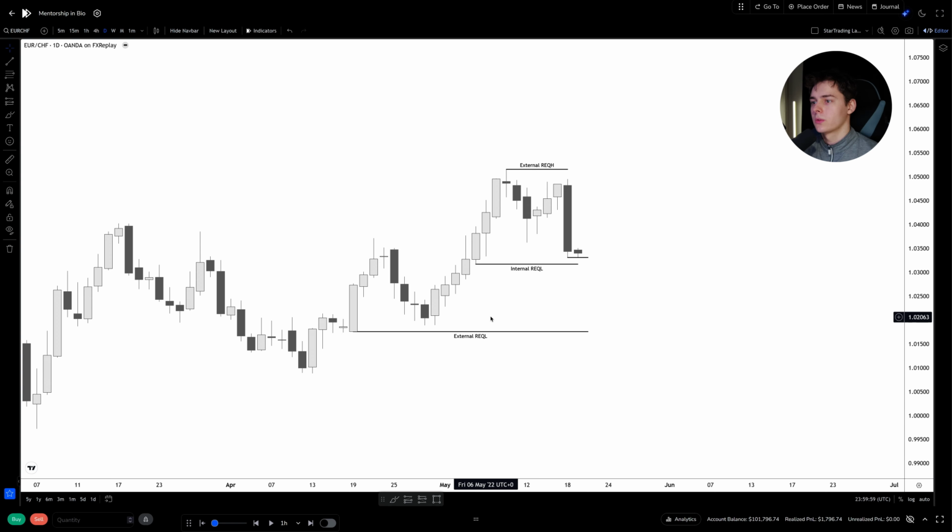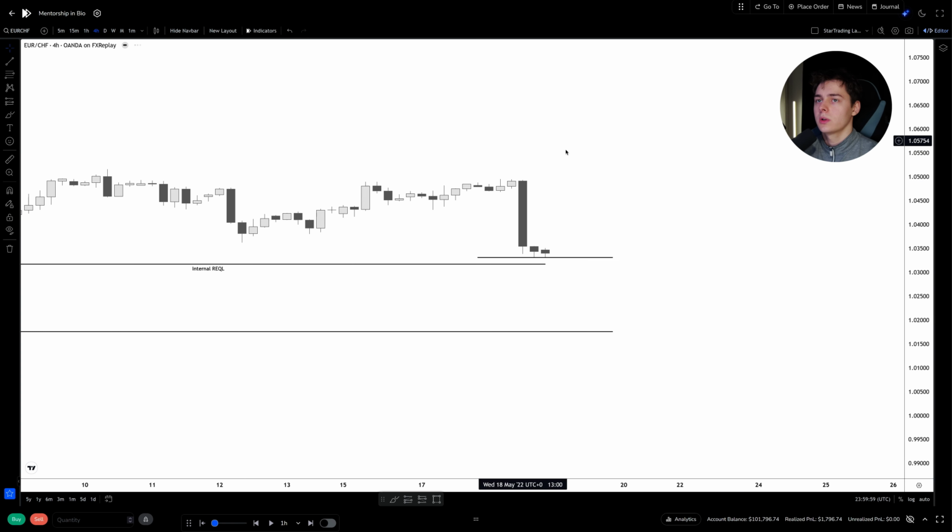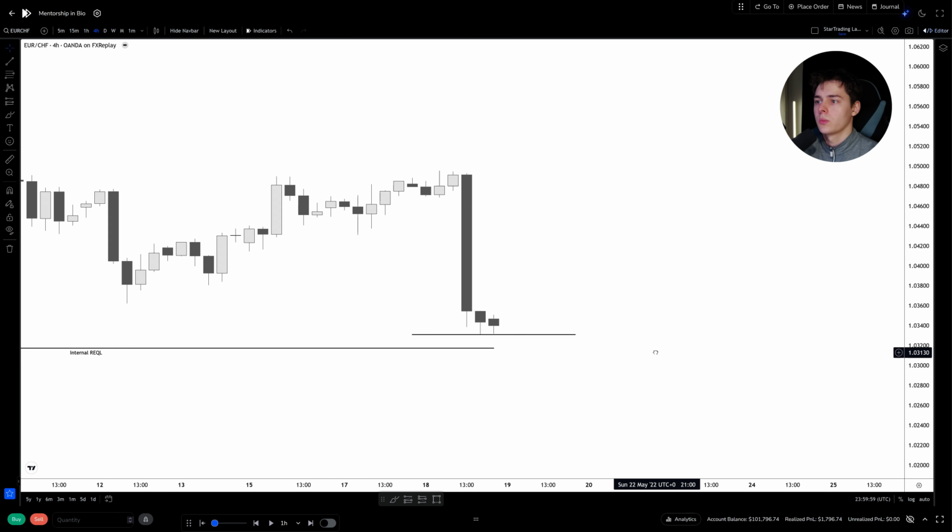So now that we have that in mind, what do we want to target? The internal or the external? We've already seen it previously. We want to target the internal relative equal lows. So we're going to drop down onto the 4-hour time frame and look out for more information.